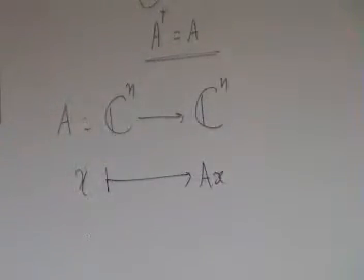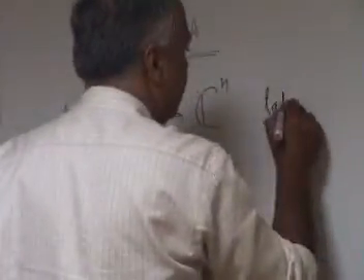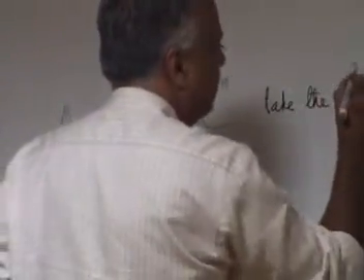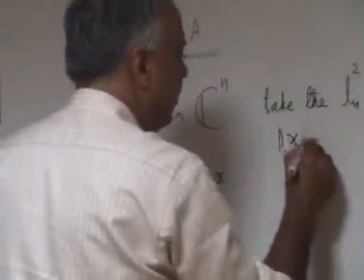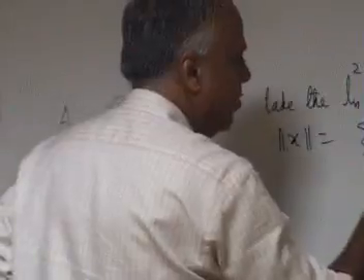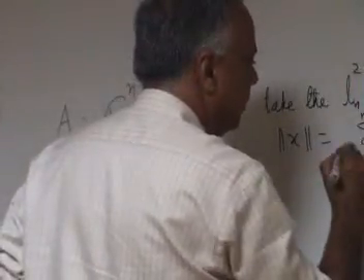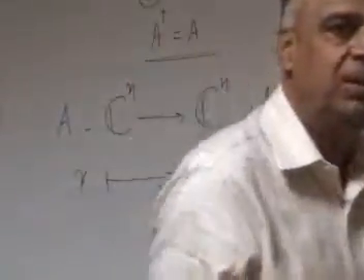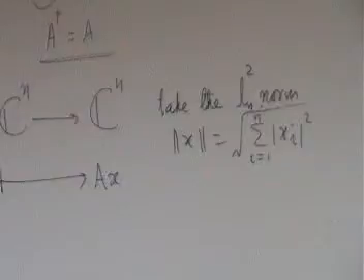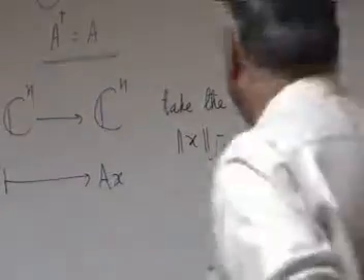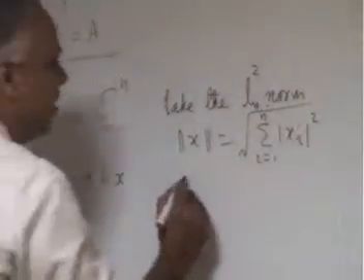Now we'll take the L2 norm. That is, the norm of any vector is the square root of the summation of mod x_i squared, i equal to 1 to n. It's crazy to use the index i when you are dealing with complex numbers, because for a mathematician i is the square root of minus 1 the moment you are in the complex. But of course, for electrical engineers, no problem, because j is the square root of minus 1. So it's okay. Let's take this.